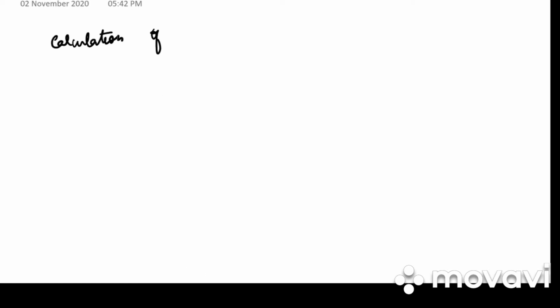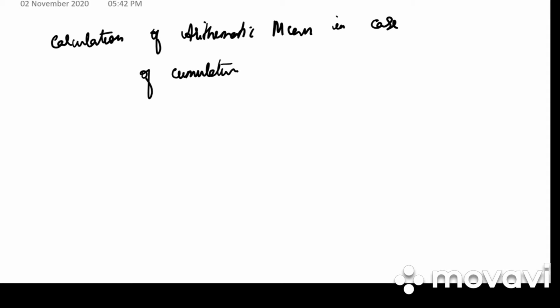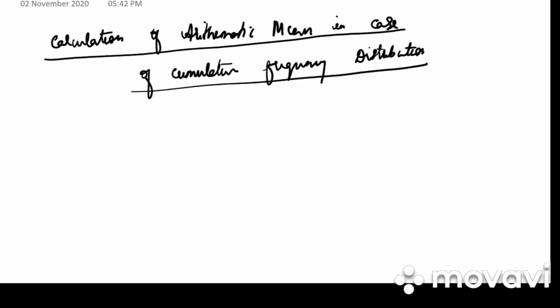Calculation of arithmetic mean in case of cumulative frequency distribution. So what do we mean by cumulative frequency distribution? In our previous chapter, we had studied when they had given us less than data or more than data, we had to convert it into a normal class interval. So in such a case, how do we find out arithmetic mean? So take down an illustration.